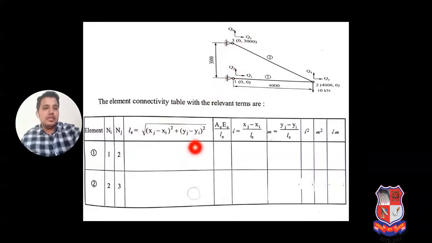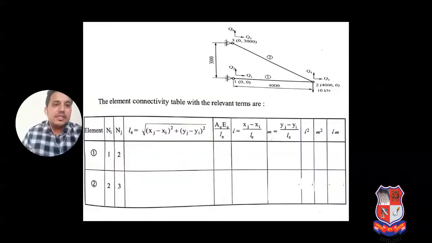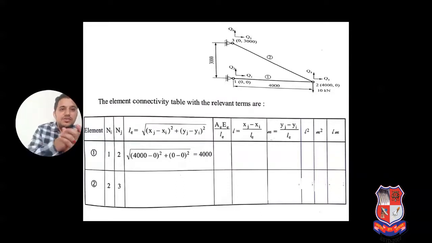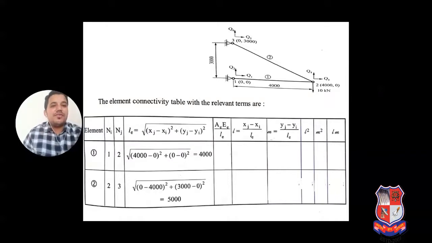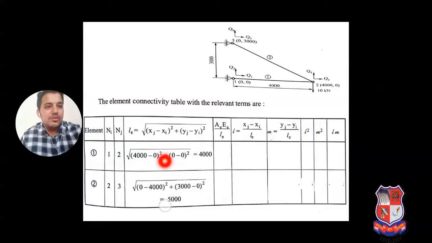Now nothing is difficult, we are just putting values. This is my x1 y1, x2 y2 and x3 y3. By using that I am putting the value of LE. Let's see, if I put the value, 4000 minus 0 square plus 0 minus 0 square is equal to 4000. So this is my simple answer. Similarly I can identify for node number 2. Here x2 minus x1 means 0 minus 4000, and 3000 minus 0, so I get the answer 5000.